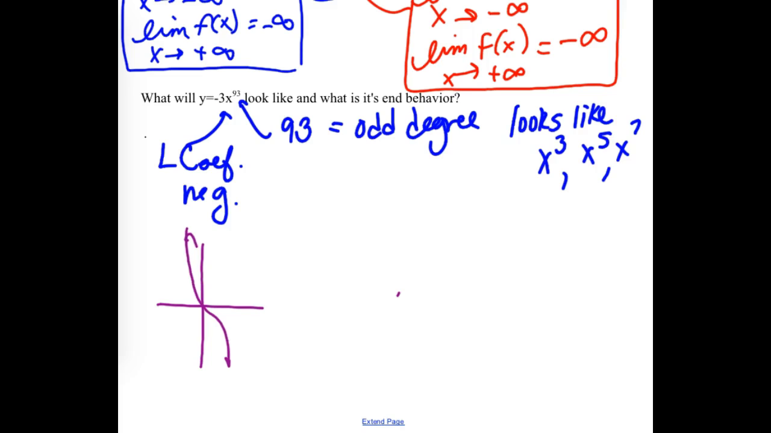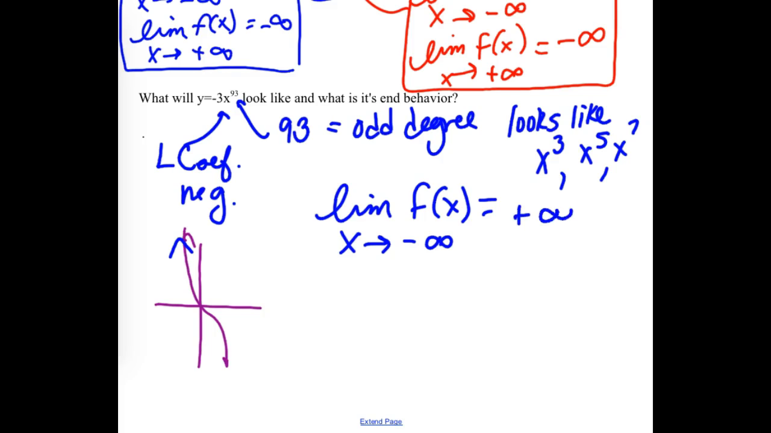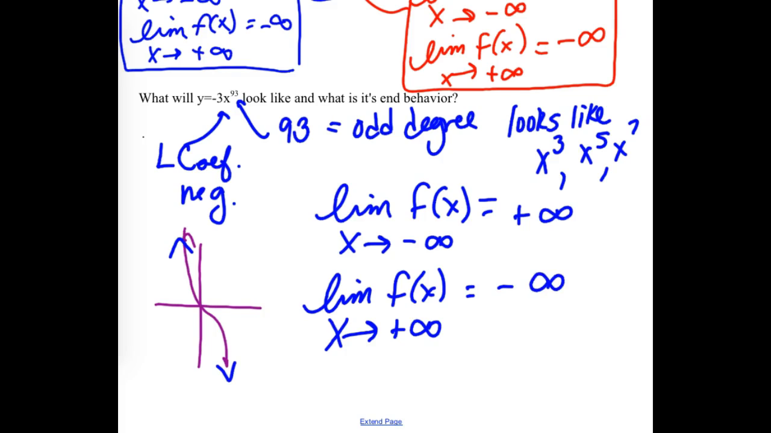Okay? And so for our end behavior, the limit of our function as x goes towards negative infinity and moves to the far left, my arrow here is pointing up, so I'm going to say I'm going up towards positive infinity. And the limit of my function as x approaches the positive side, the right-hand side, my arrow here is pointing down, so I'm going to be heading towards negative infinity.